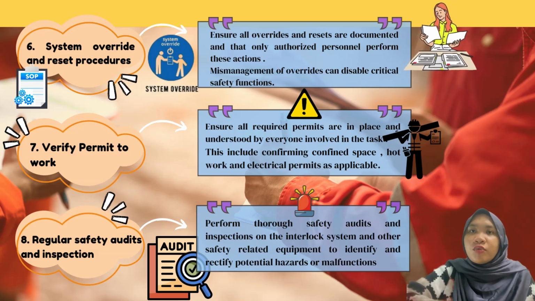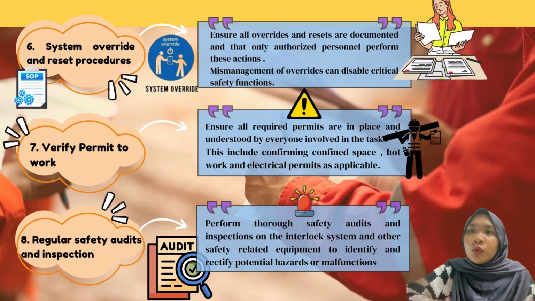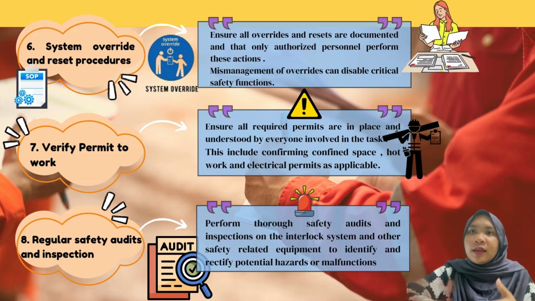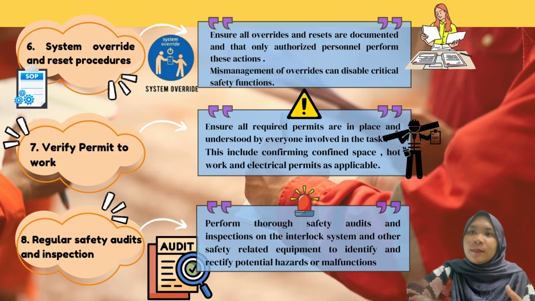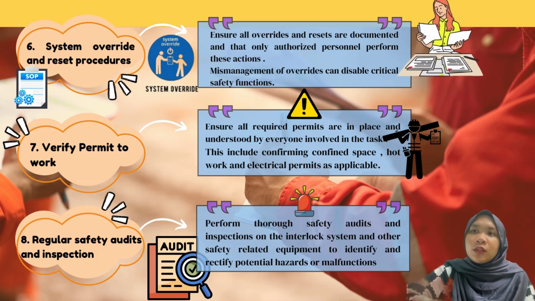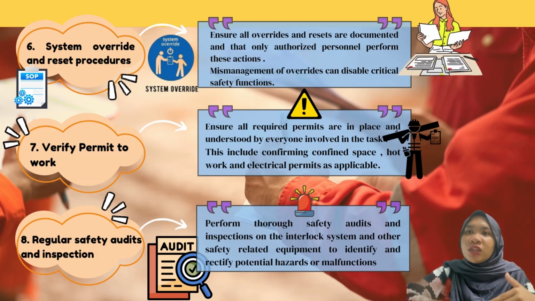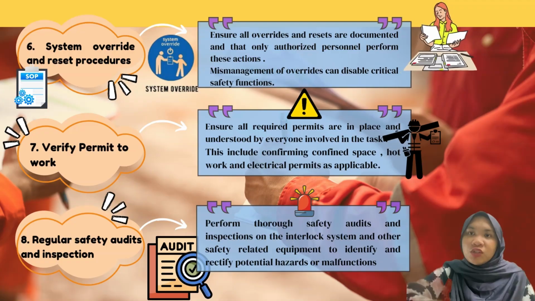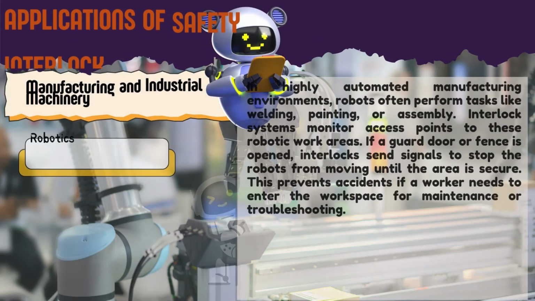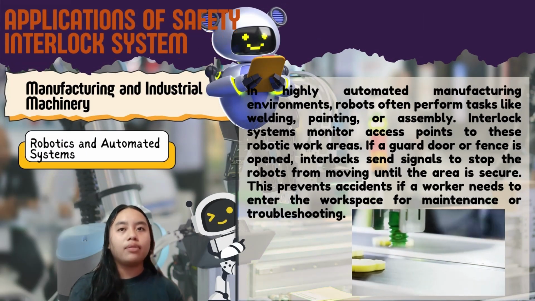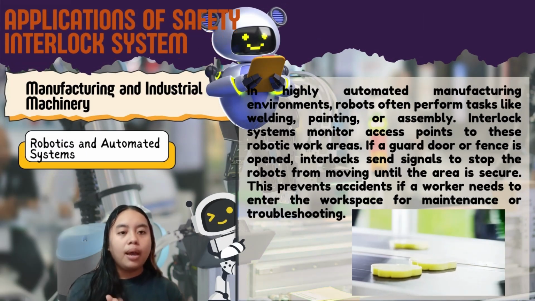And the last one is regular safety audits and inspections. Perform thorough safety audits and inspections on the interlock system and other safety-related equipment to identify and rectify potential hazards or malfunctions. Next, I will explain the examples of safety interlock application.